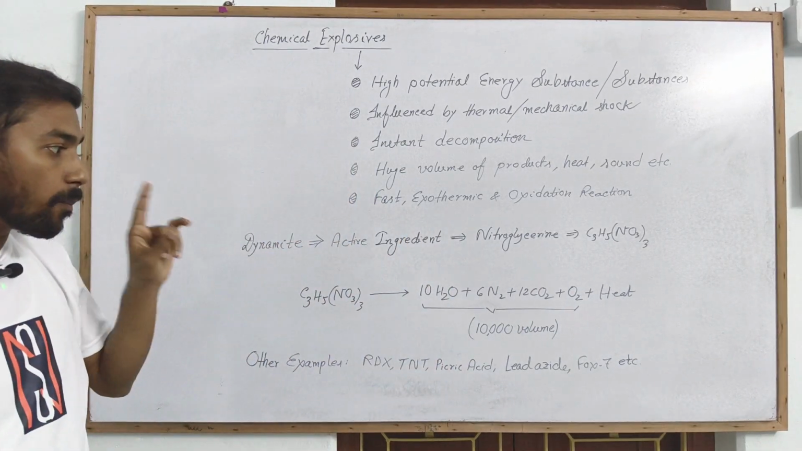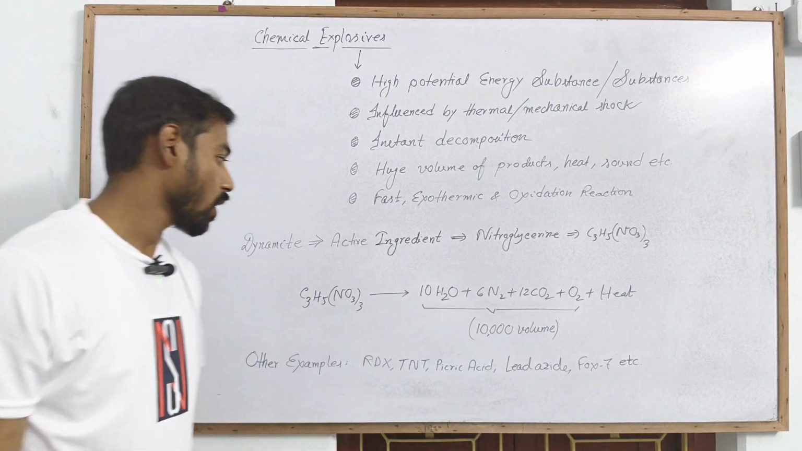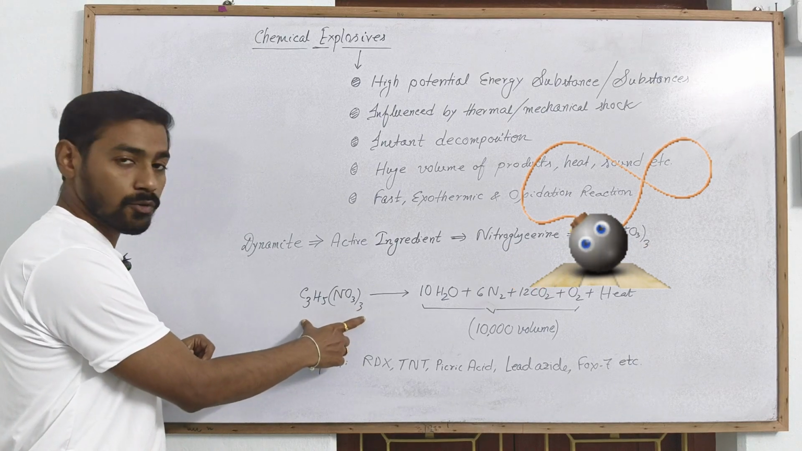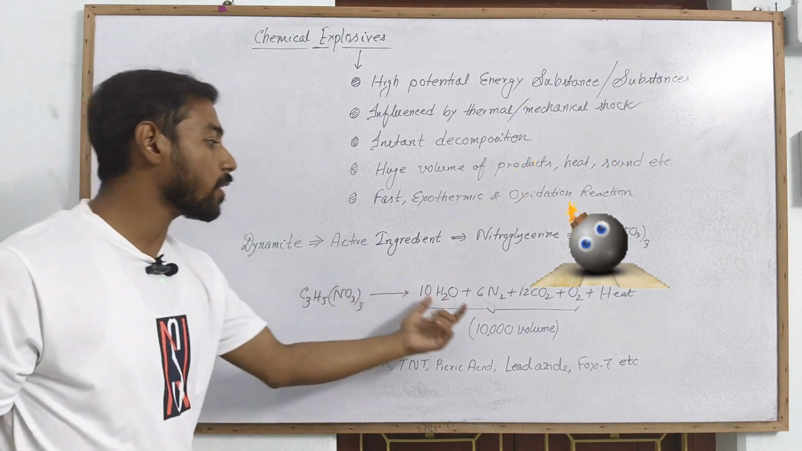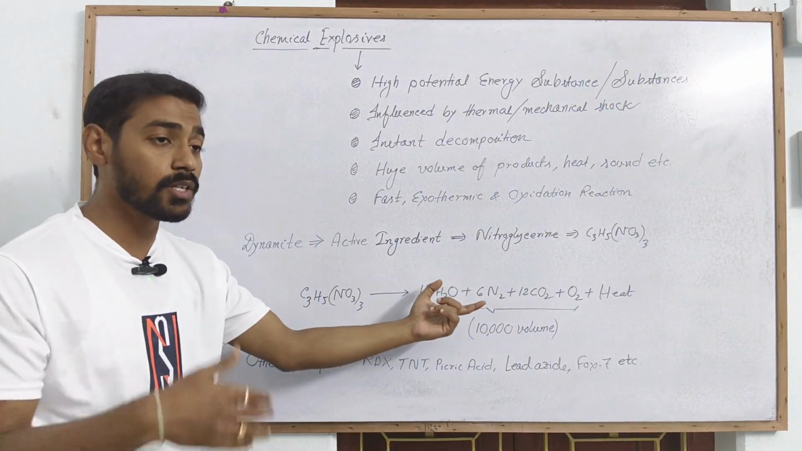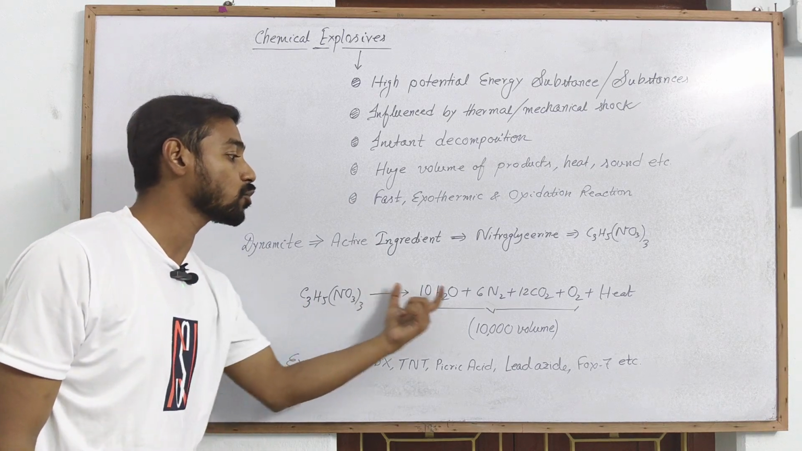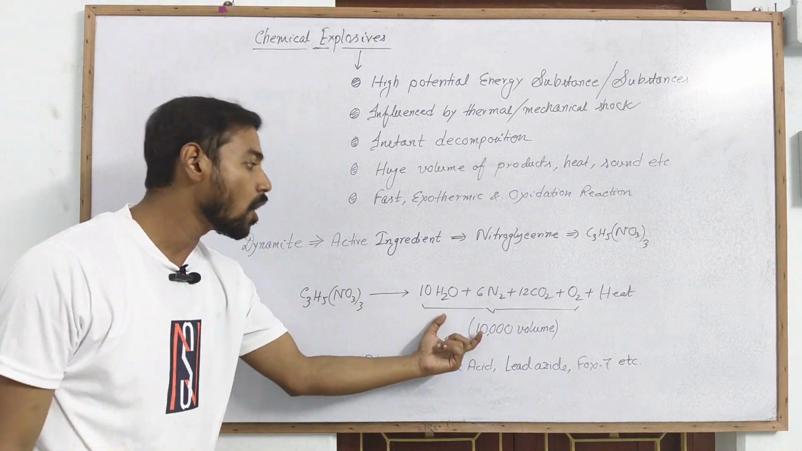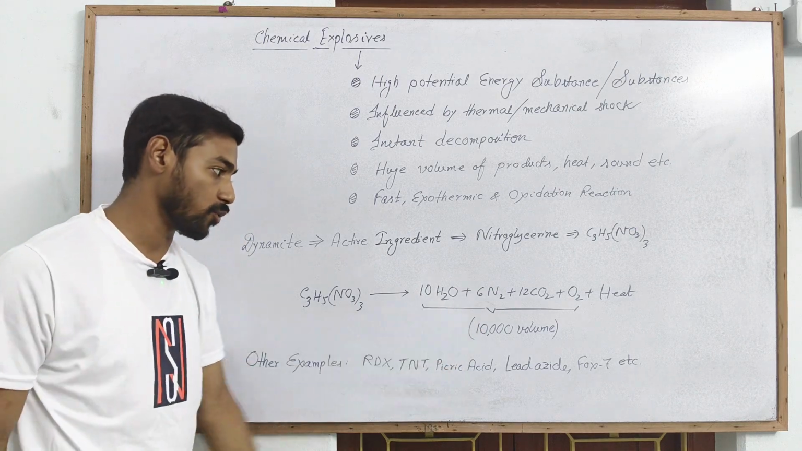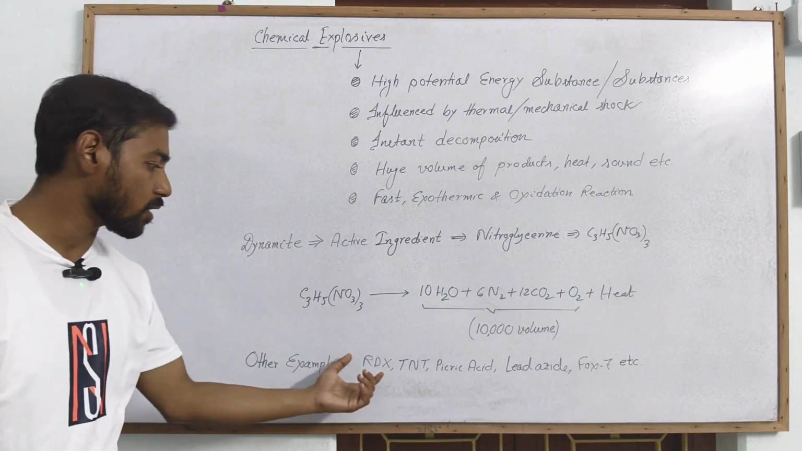Now the main point in this reaction is the volume. If you take 1 unit of volume of nitroglycerin, you will get 10,000 times the volume of products after the explosion. See the difference: 1 unit of volume of nitroglycerin will produce 10,000 times the volume of products, right? So this is actually huge. This is the power of an explosive. Now there are other explosives also which we will discuss a bit.